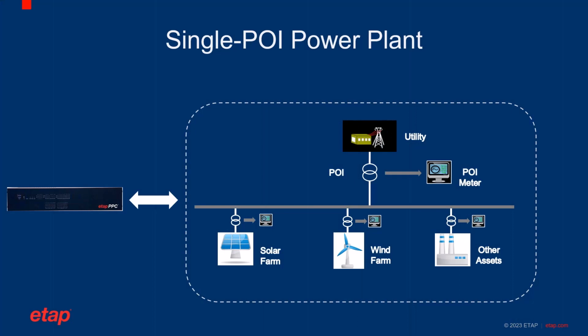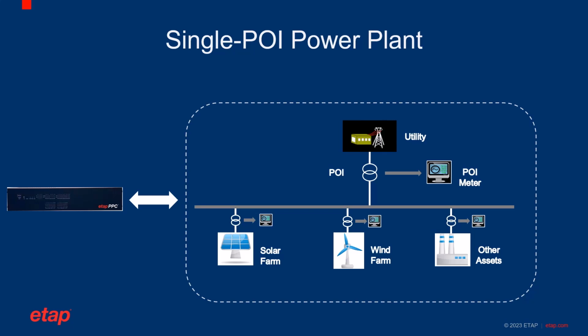In power plants with a single point of interconnection, the power, voltage and other variables are measured at the POI and from other assets, as you can see here. Then PPC uses these measurements to fulfill the command of the operator by either increasing or decreasing the reactive and active power of the generating units.